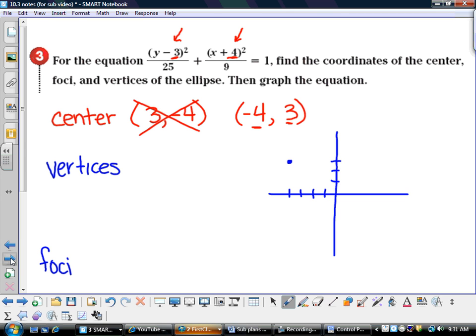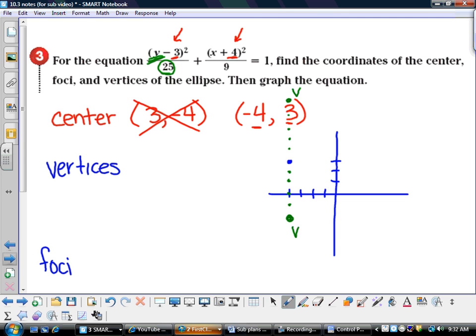We'll take our cue from the equation. In the y direction, how many units do we need to move to get to the vertices? It's not 25, it's 5. 25 is like a squared. So we need to count 5 units in the y direction. So that means go 5 units down. There's one vertex. And go 5 units up. There's the other one.